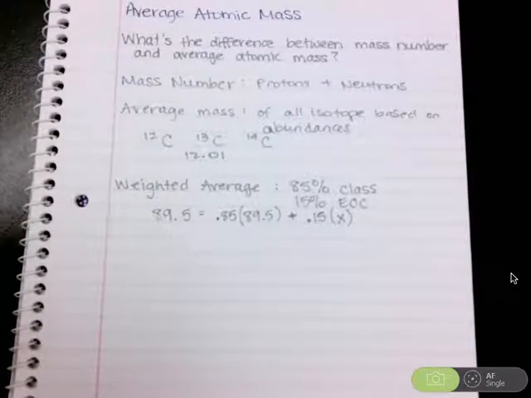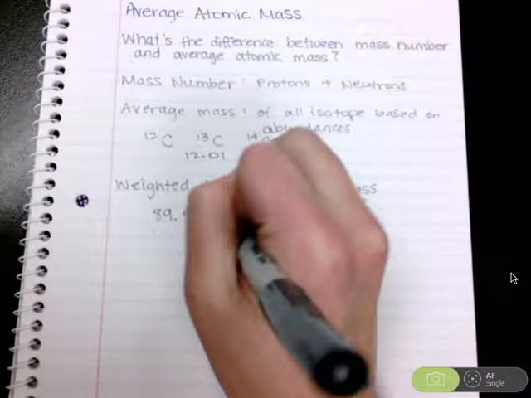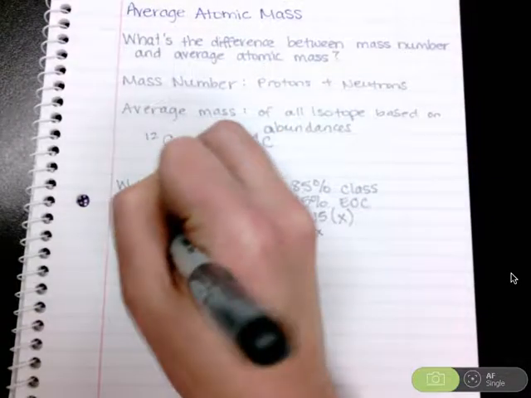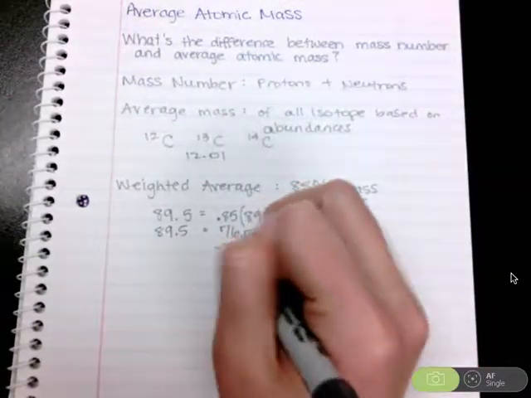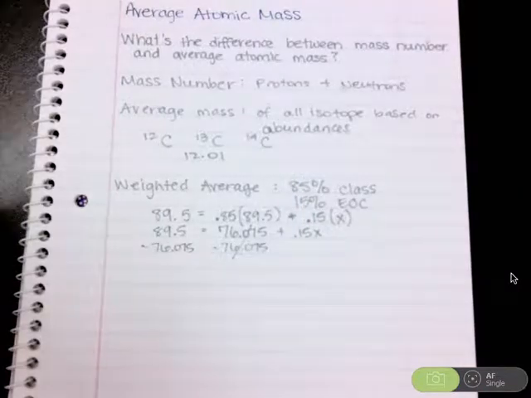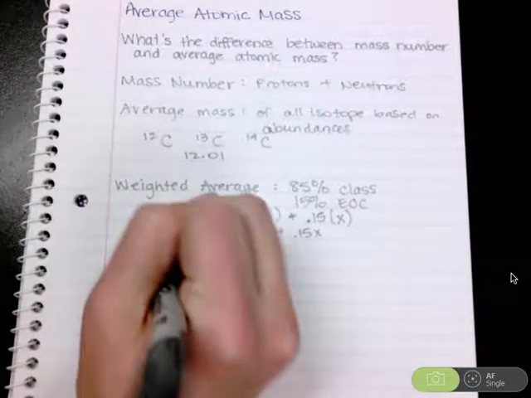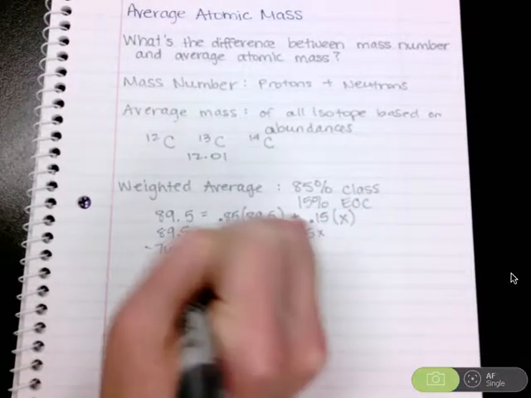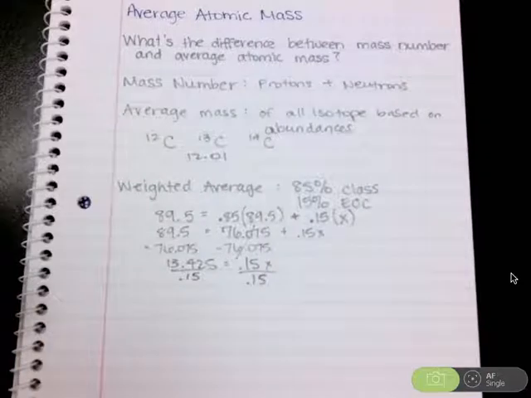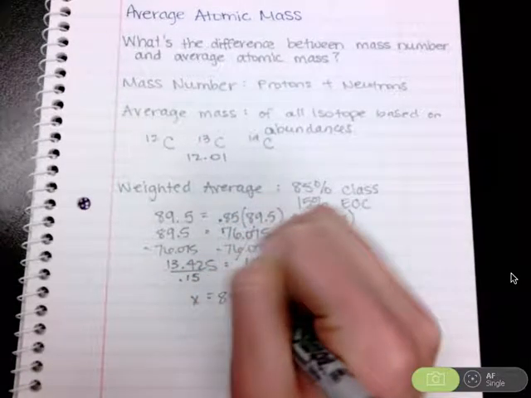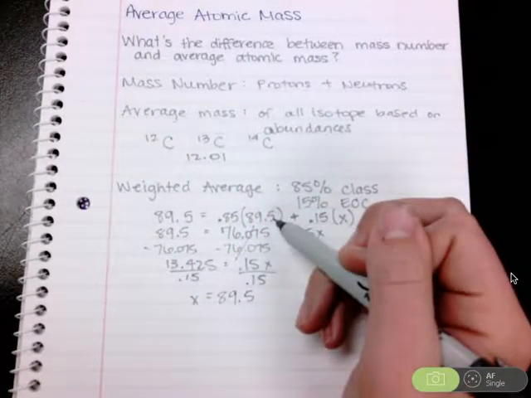0.85 times 89.5 gives us 76.075. So I need to subtract that on both sides of my equation. 89.5 minus 76.075 gives me 13.425. And now I need to divide by 0.15. So you would need to get an 89.5 to keep an 89.5.